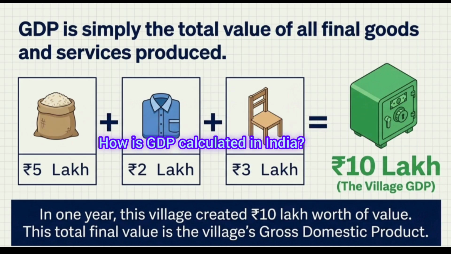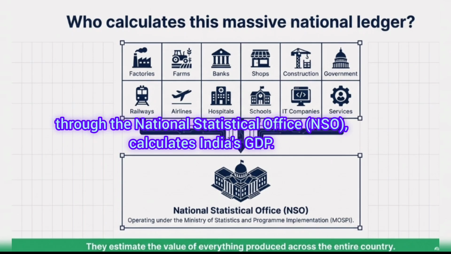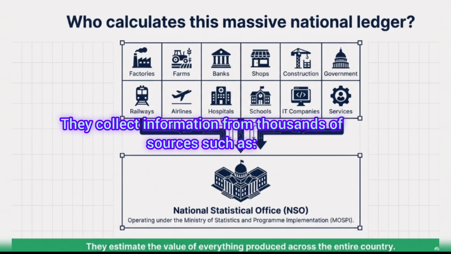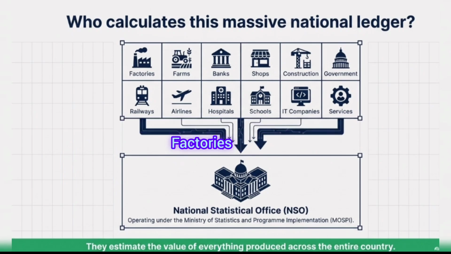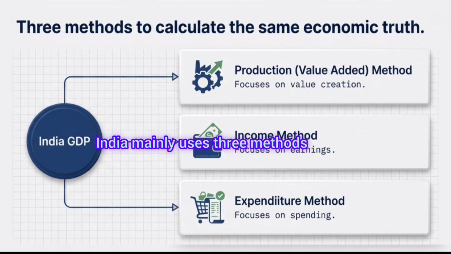How is GDP calculated in India? The Ministry of Statistics and Programme Implementation, MoSPI, through the National Statistical Office, NSO, calculates India's GDP. They collect information from thousands of sources such as factories, farms, banks, shops, construction companies, government departments, railways, airlines, hospitals, schools, IT companies. They estimate the value of everything produced across the country. India mainly uses 3 methods.